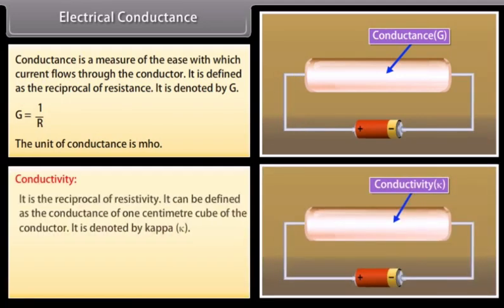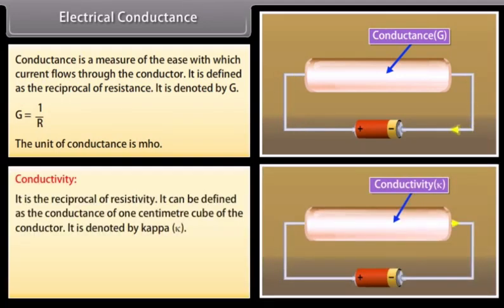Conductivity. It is the reciprocal of resistivity. It can be defined as the conductance of 1 centimeter cube of the conductor. It is denoted by kappa. Kappa is equal to L upon R a. The unit of conductivity is mho centimeter inverse.